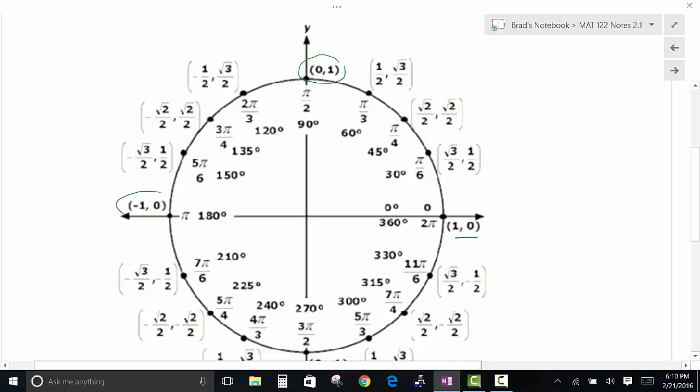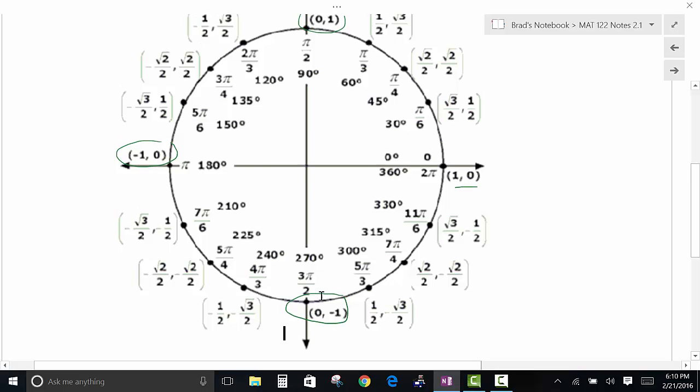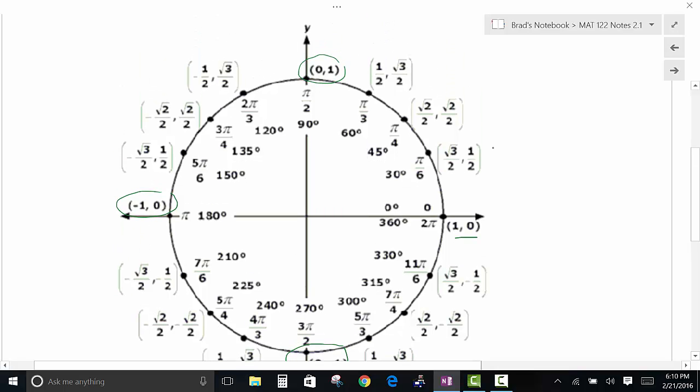And then if you go this way, we have a point -1, 0. And finally, down at the end, the bottom, the tail end, we got 0, -1. Okay, now the question's going to be, where do all these other points come from? Notice they have fractional values in them, and they all kind of look very similar. They have square roots of 2, square roots of 3. So I'm going to show you where all those points come from in the unit circle.